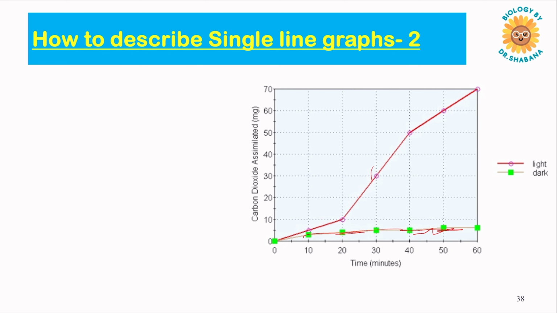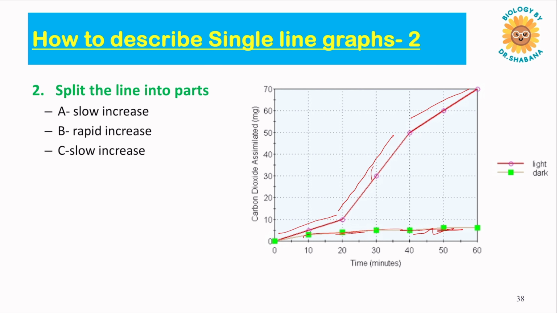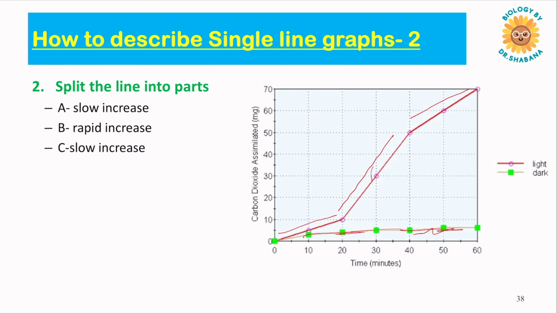So a part of it is slightly flatter, the middle part is slightly more steep, and then it becomes a little bit flatter. So how do I describe this? Well, split the line into different parts. Yeah, that's it. This is A, this is B, and this is C.